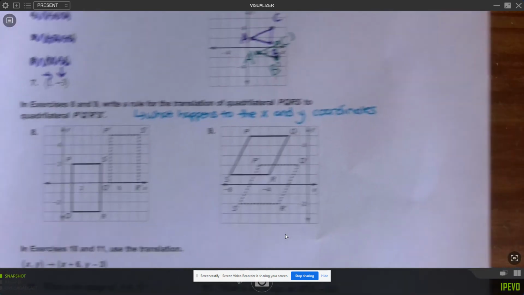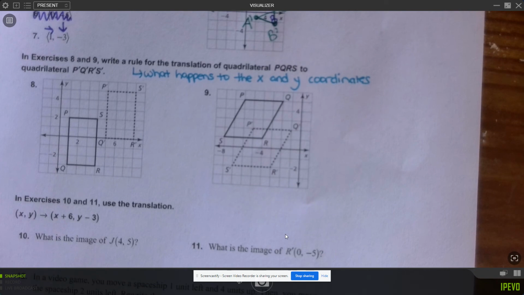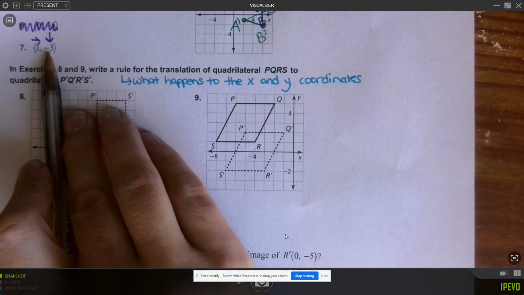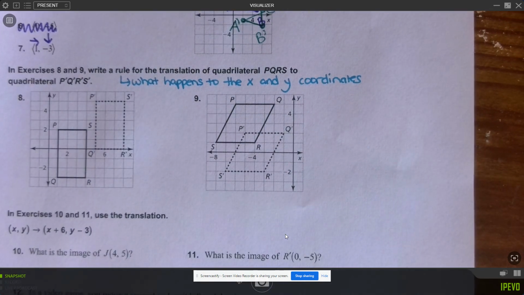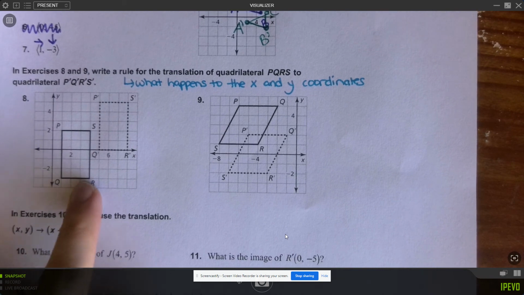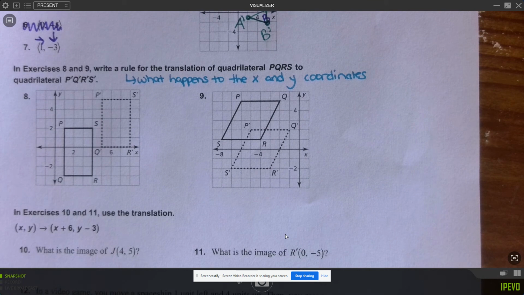We also can perform translations using rules. And what a rule is, it's very similar to component vectors, but it describes what happens to the x and y coordinates of your pre-image to get to your image. So I'll give you an example here. We have a picture of a translation, and we need to write a rule for the translation of quadrilateral PQRS to quadrilateral P prime, Q prime, R prime, S prime.